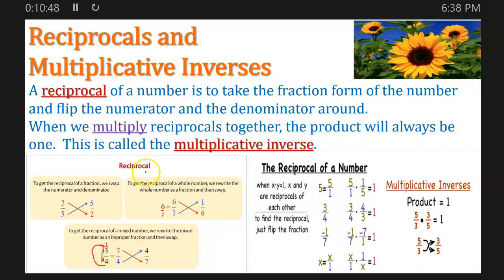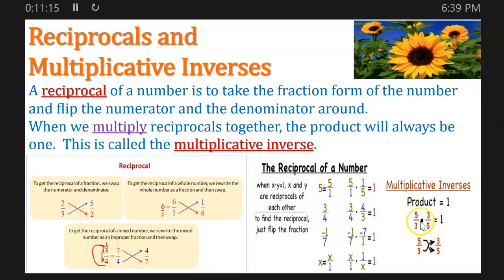So reciprocals are just when we flip numbers upside down that are in fraction form. A reciprocal, that is a multiplicative inverse, is shown here. So anytime we take a number and we flip it around to its reciprocal and then multiply them out, you're always going to get a 1 for the answer, okay? Let me show you how this works with these.